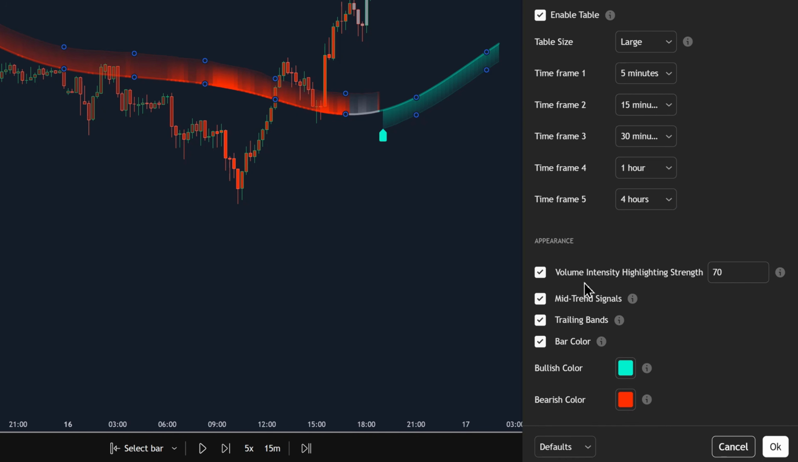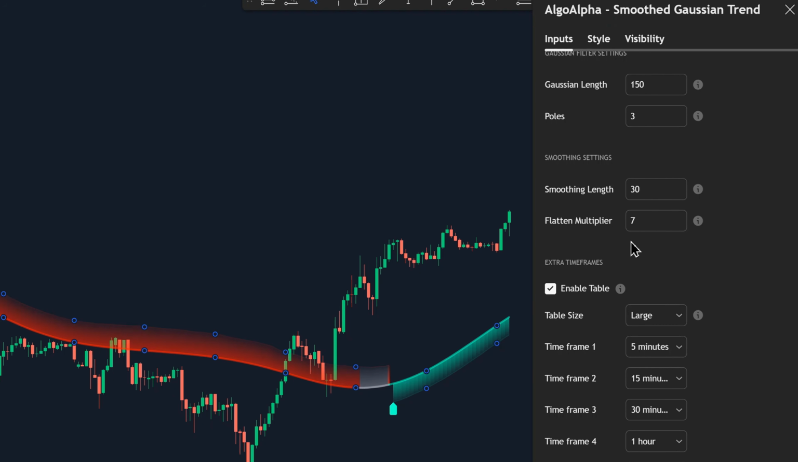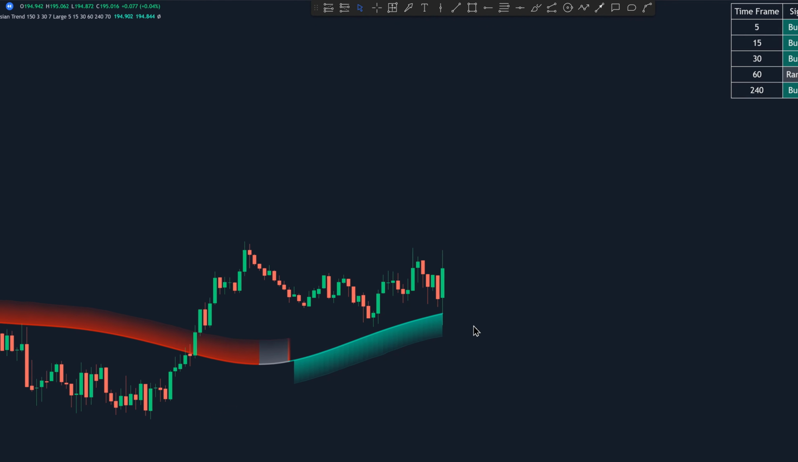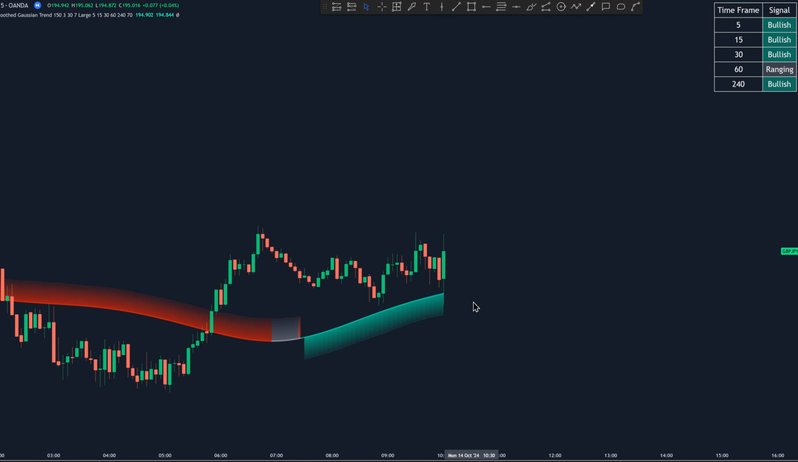And then here we have volume intensity highlighting. I'm not gonna be using this option, so I'll disable it. I'll keep the mid signals enabled, enable the trailing bands, disable the bar colors. On the style tab, I'm going to disable the bullish and bearish signals because I won't be needing them.